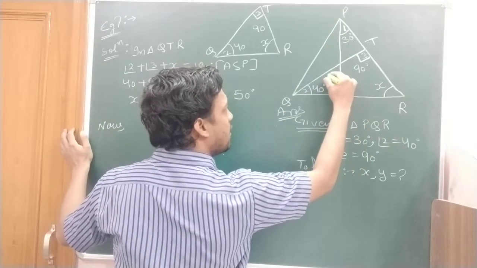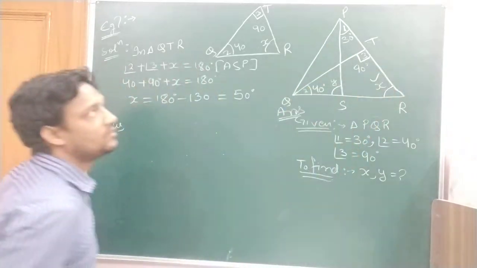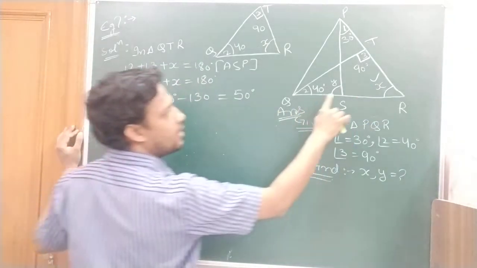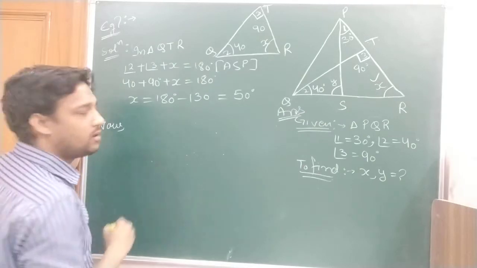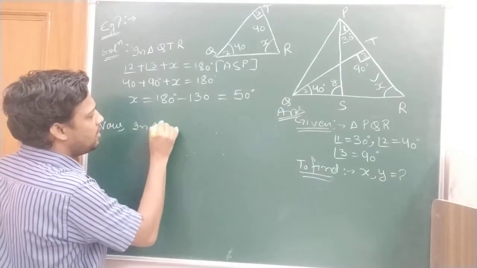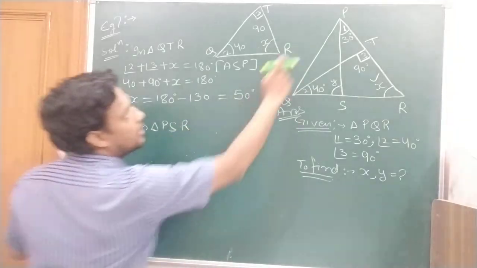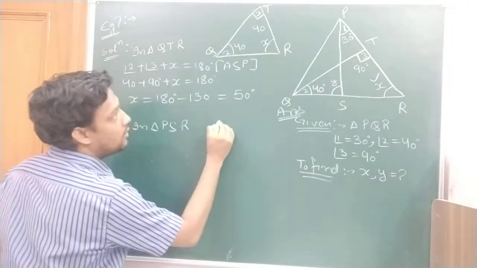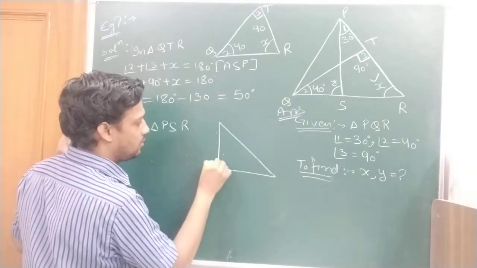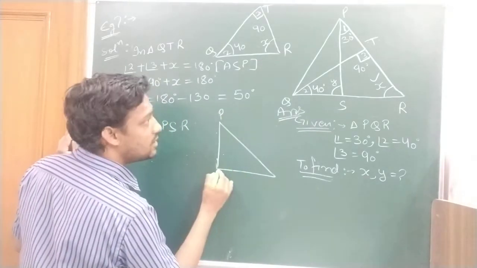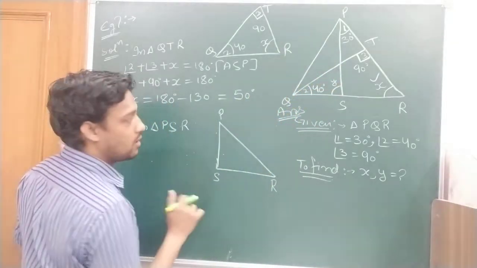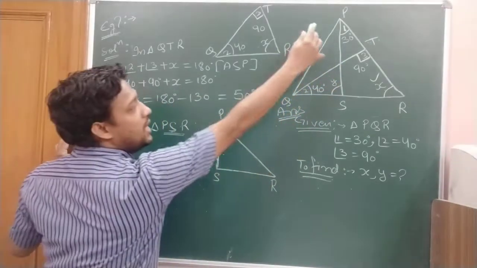Now PSR. We have already found the angle X. X is equal to 50 degree. Now we have to find the angle Y. Now in triangle PSR, draw it. This is again a small figure from this one. I have fetched a small figure, only this one triangle, PSR.